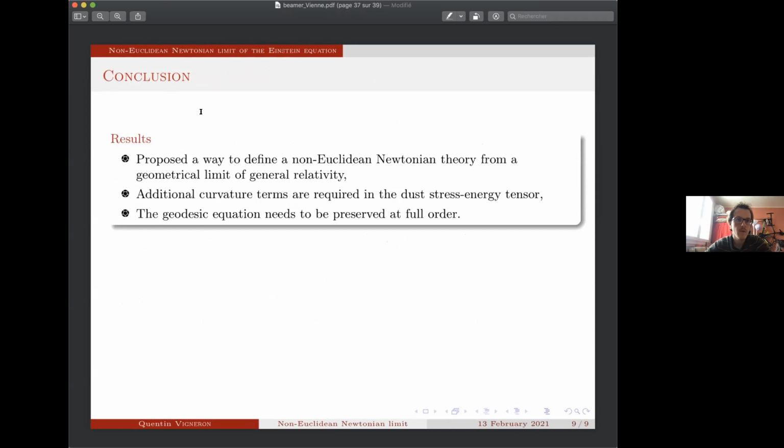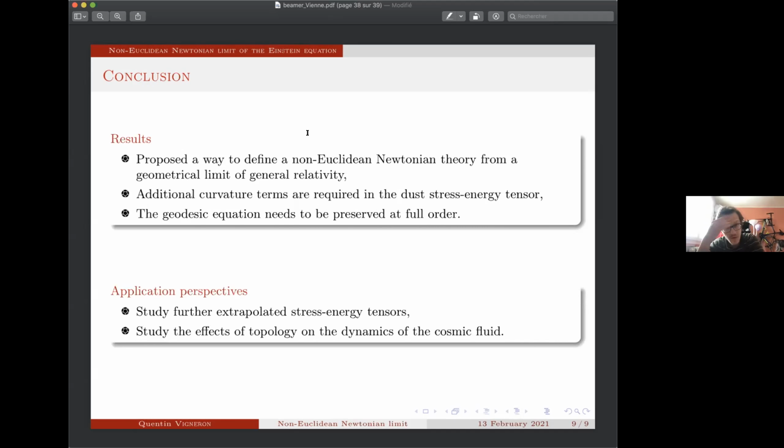So during this presentation, I proposed a way to define a non-Euclidean Newtonian theory from a limit of general relativity, a geometrical limit. We saw that if we want this limit to feature a non-Euclidean spatial topology, it requires an additional term, this dust stress energy tensor, which still needs to imply the geodesic equation at full order with the conservation equation.